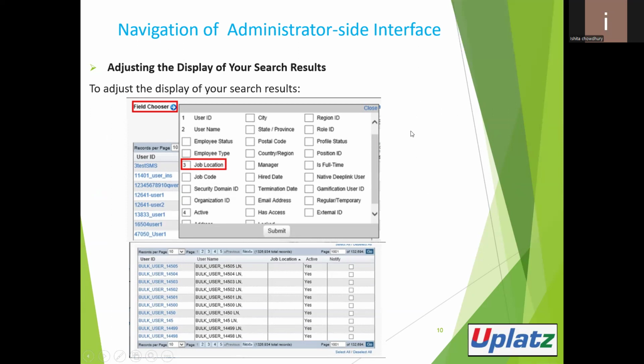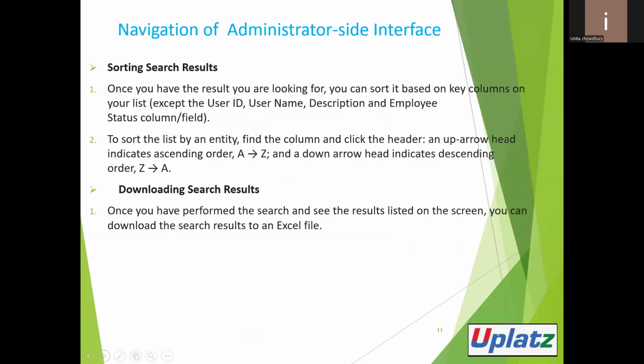Adjusting the display of your search results. To adjust the display of your search results, we have this option of Field Chooser. So we want to include the job location, right? We have selected the field of job location. We have clicked on submit. After we have clicked on submit, we close this window. So the next window that appears is this one. You have the field of job location added over here. Whatever job locations are mapped to all of these users will reflect. Then you also have the option of download search results. You will be able to download all the search results in Excel format, which becomes easier for you to handle, track or audit any type of data.